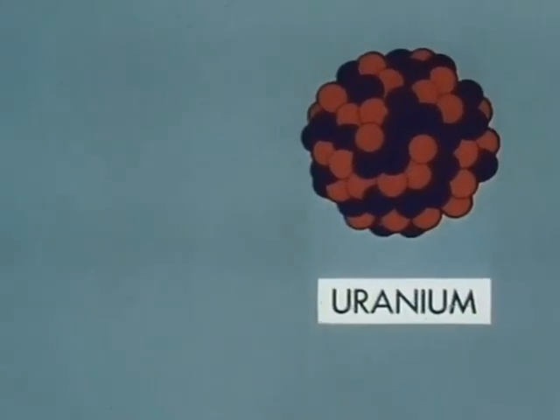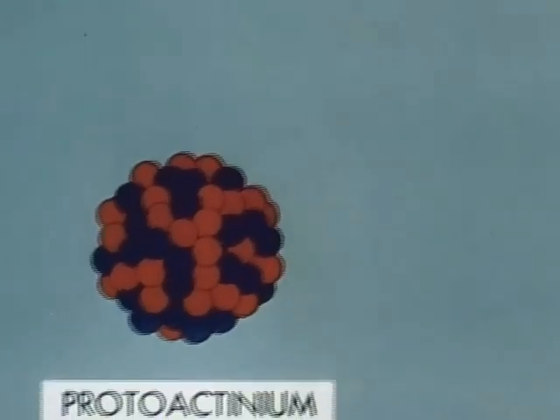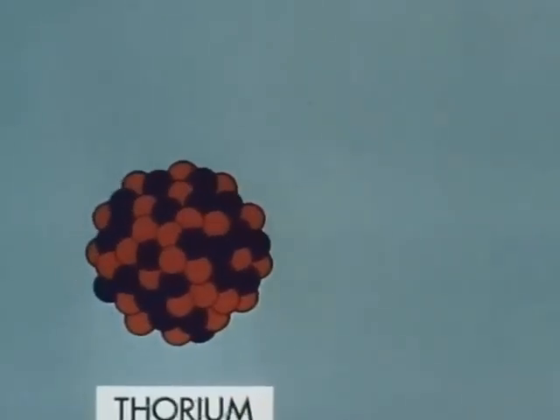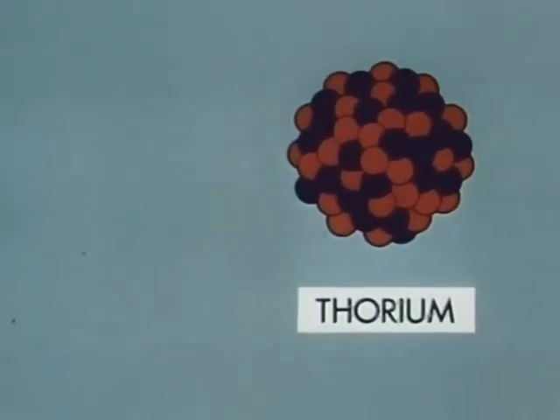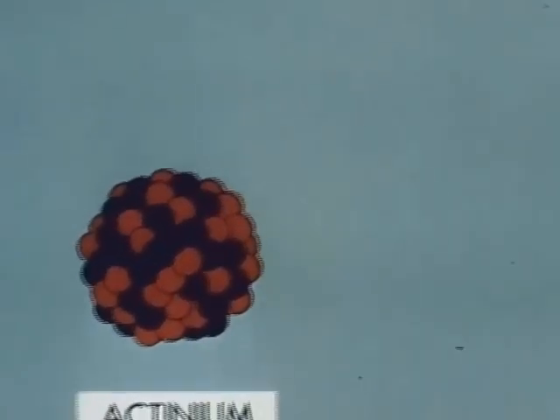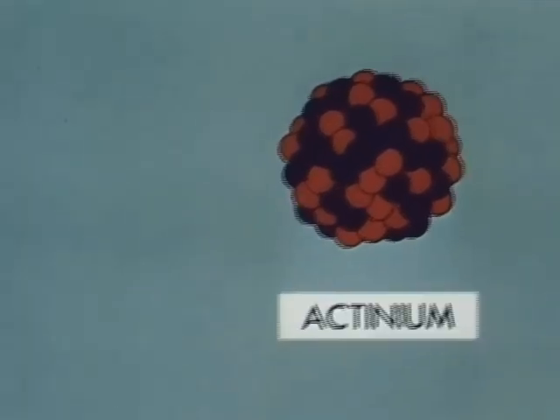Uranium and its neighboring elements are maladjusted. Their atoms have an unstable number of protons and neutrons. So, observing nature's law against lack of balance and symmetry, they try to become stable by getting rid of their excess nuclear freight. The manifestation of this inner struggle is known as radioactivity.